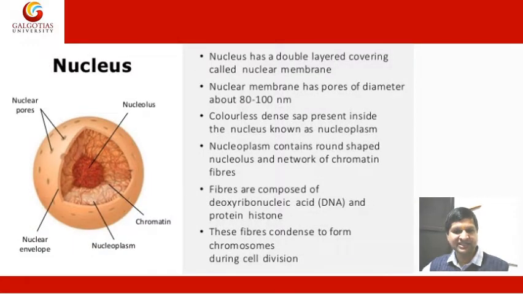Now the nucleus has a double layered covering called the nuclear membrane. The nuclear membrane has pores of diameter about 80 to 100 nanometers. The colorless, dense substance present inside the nucleus is known as nucleoplasm. Nucleoplasm contains a round-shaped nucleolus and a network of chromatin fibers. Fibers are composed of deoxyribonucleic acid, that is DNA, and protein histone. These fibers condense to form chromosomes during cell division.